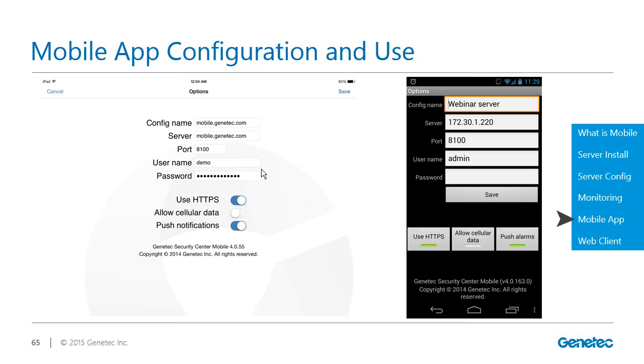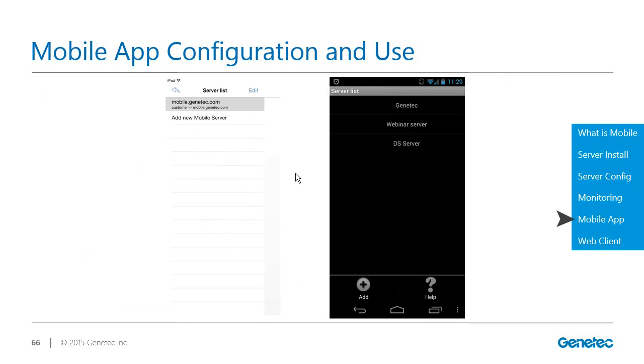Enter the username and password for the Security Center user logging in, and from the toggle switches we can select if we want to connect using HTTPS, if we want to use cellular data or only Wi-Fi, and if we want alarms to be pushed to our mobile device. You can just tap on Save to store the configuration, and that should now be available from the logon screen.